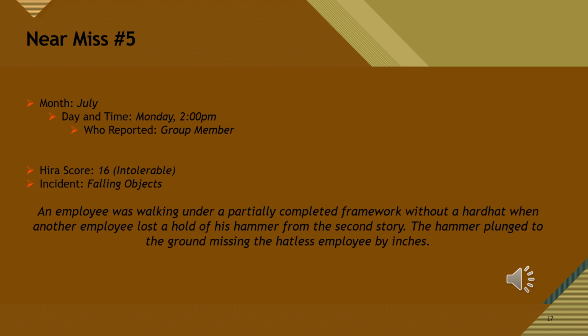Near miss number 5. This near miss happened in the month of July on Monday at 2 p.m. A group member reported this. This incident pertains to falling objects. An employee was walking under a partially completed framework without a hard hat when another employee lost hold of his hammer from the second story. The hammer plunged to the ground, missing the hatless employee by inches.